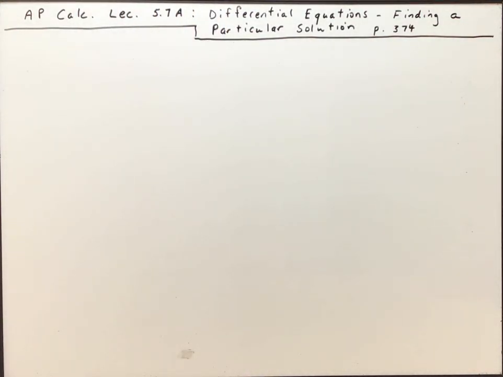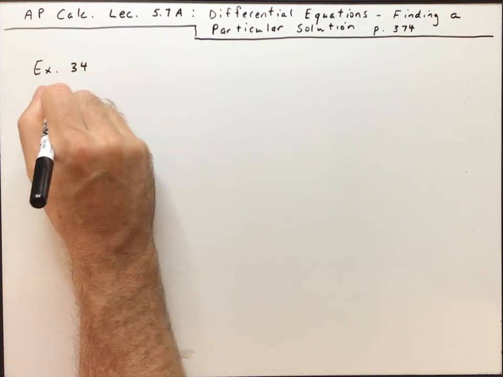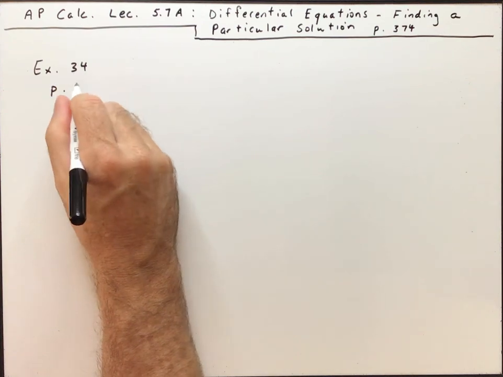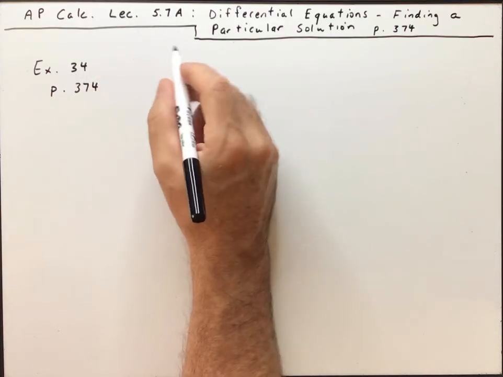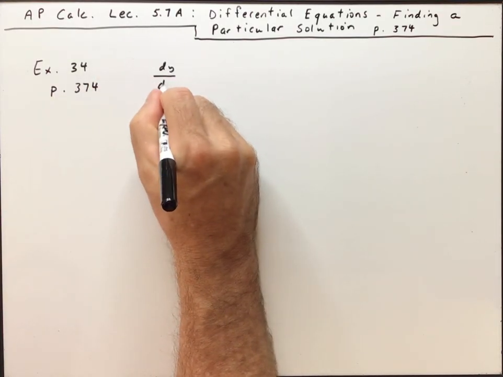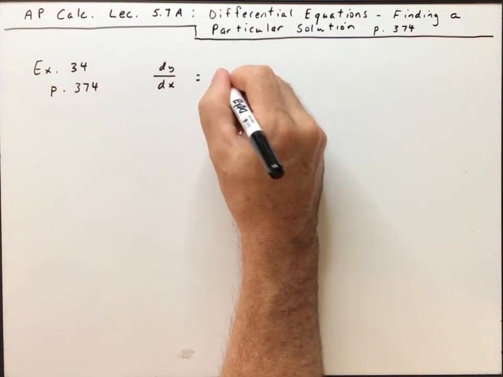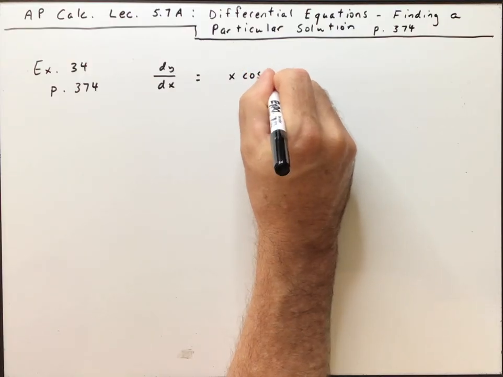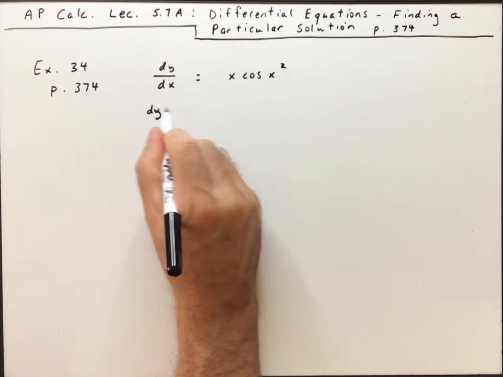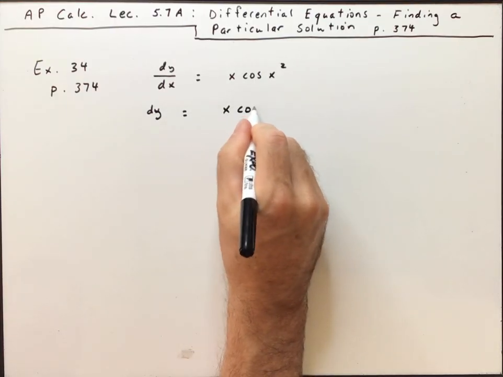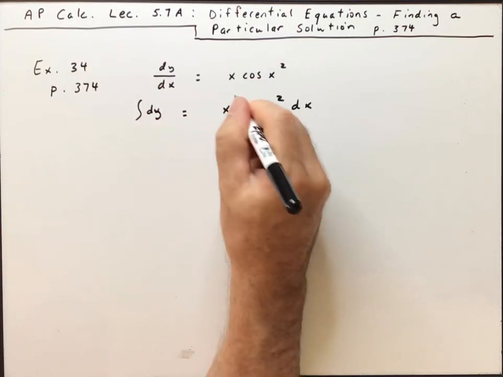Next one, we're going to look at the book, number 34 on page 374. And it says just to find the general solution. So we're not given a point, so more practice on general solutions. We have dy dx is equal to x times the cosine of x squared. Separating the variables is easy. We would just multiply both sides by dx. And then we're going to integrate both sides.